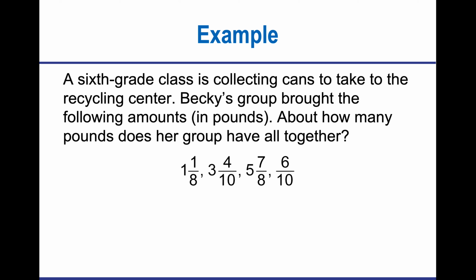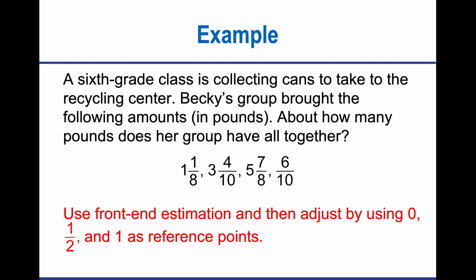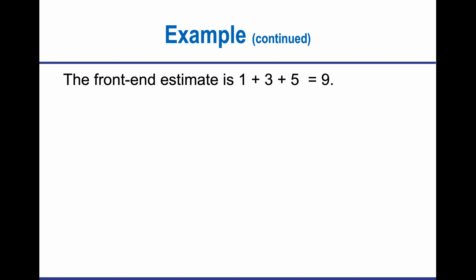So here's an example of a sixth grade class that's collecting cans to go to the recycling center. And they brought these amounts of what's happening. How many pounds do we have together? So the first person, I have 1 1/8 pound, 3 4/10 pounds, 5 7/8 pounds. I want to add all of these together. So I can use front end estimation to try and figure this out instead of trying to take all of these values, convert them to improper fractions, add them together, convert them to a mixed number. I can just kind of estimate here.